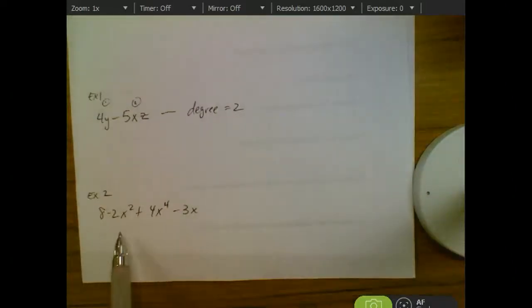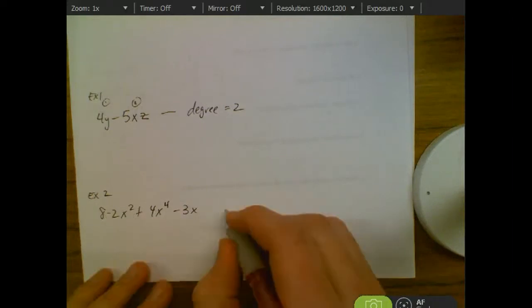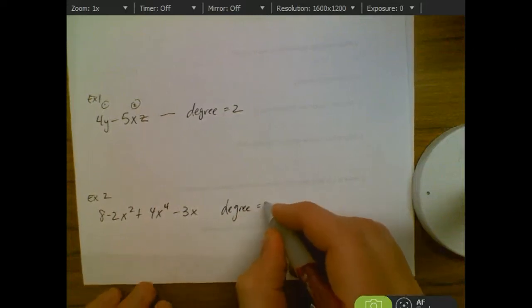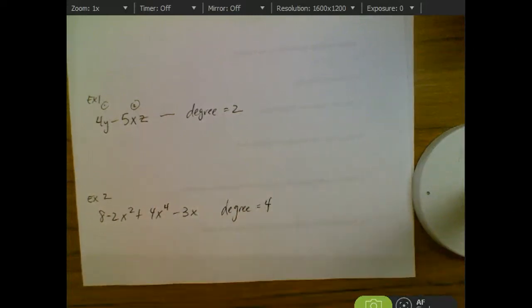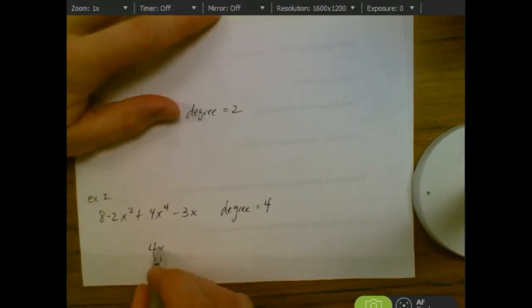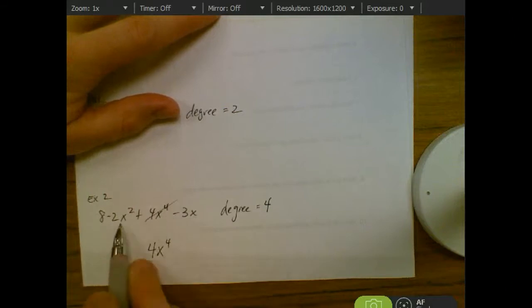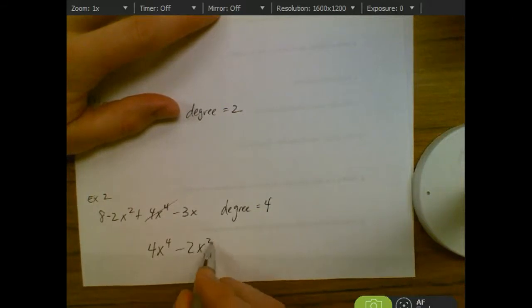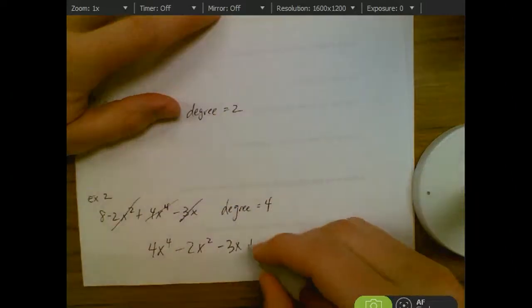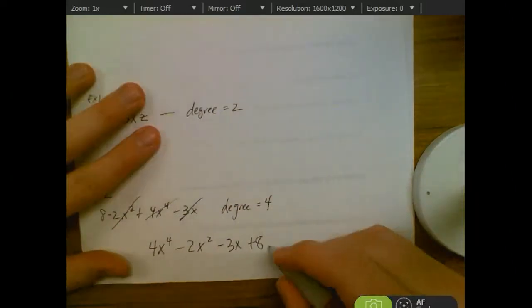If we look at the next example, the degree here is the highest exponent. So that'd be 0, 1, 4, 2, 4, 1. So the degree is 4. And then we have to arrange it in standard form. Here we have all x's, so we start with the biggest exponent, 4x to the 4th minus 2x squared minus 3x plus 8. That would be standard form.